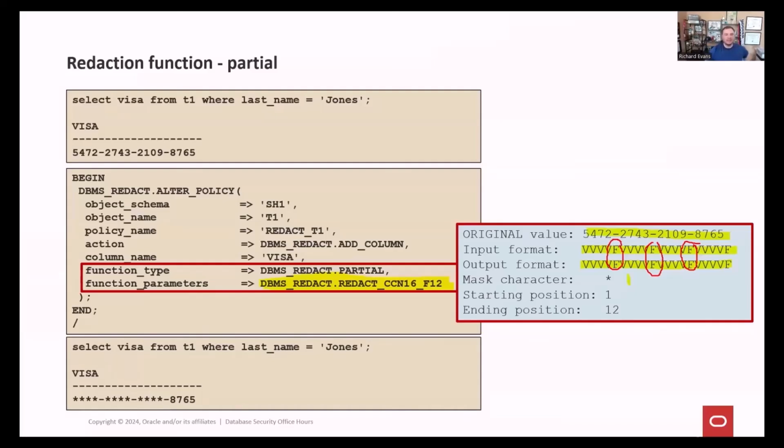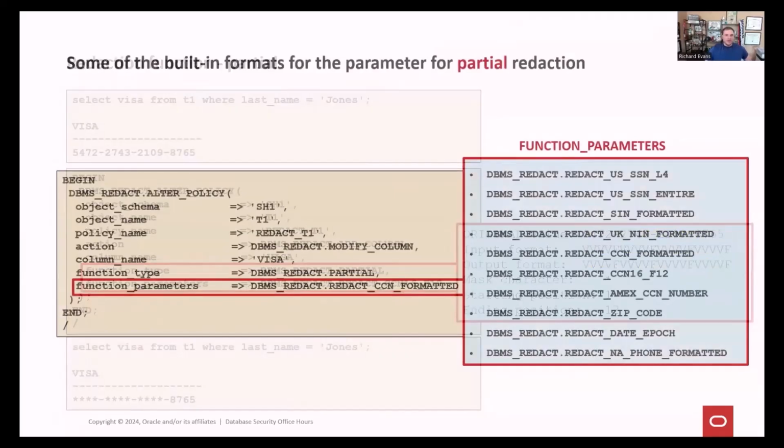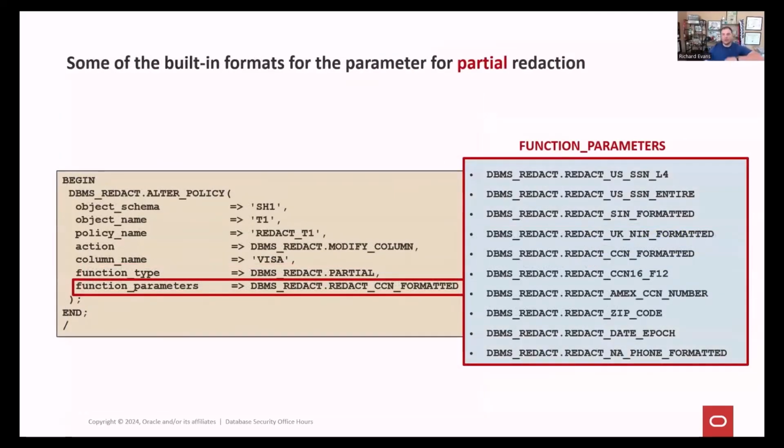So we went from seeing full data to adding a partial redaction policy using our built-in format to only seeing the last 4 of the credit card information here. So that function parameter is one of several that we offer for you that are built in for partial redaction policies. We found that these are the most common column data that customers want to redact. So we've got these built-in function parameters for you to use with partial data redaction.